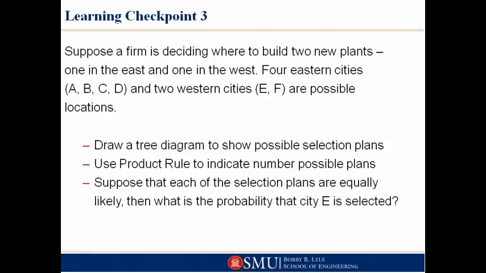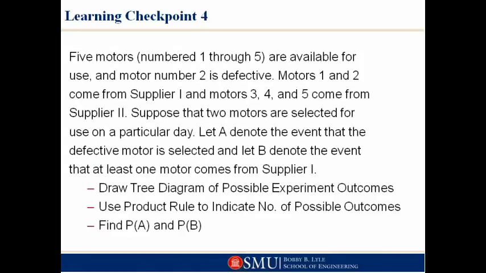How many different pairings can you come up with? What would the product rule tell you about that? Suppose that each of the selection plans is equally likely. Then what is the probability that city E is selected? All right, so again, you can go to the Probability Learning Checkpoint PowerPoint presentation out on the Blackboard to see the solution to that.